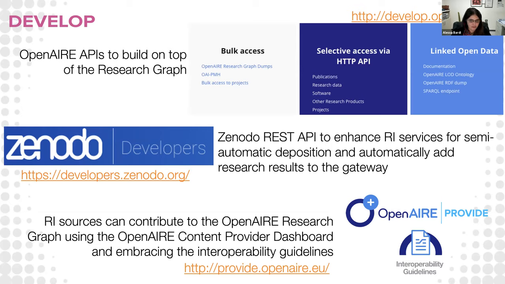Then, thanks to the Zenodo API, you can enhance services of the research infrastructure for semi-automatic deposition and have the results automatically published also on the gateway. And of course, if there are data sources, repositories of the research infrastructures that would like to contribute to the OpenAIRE Research Graph, they can do it by becoming compliant to our interoperability guidelines and using OpenAIRE Provide.